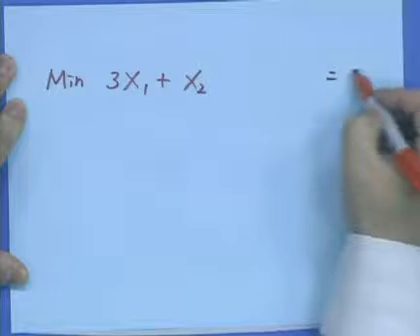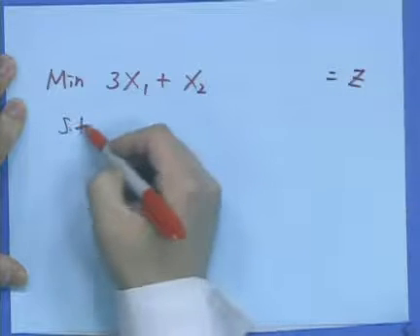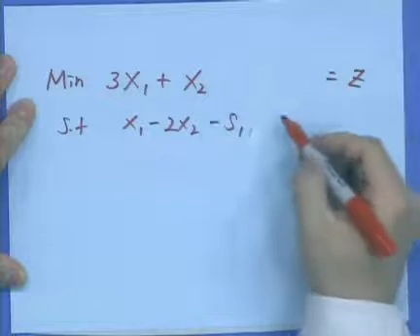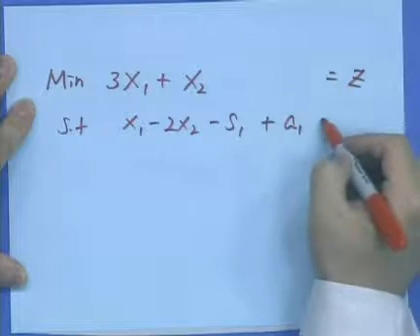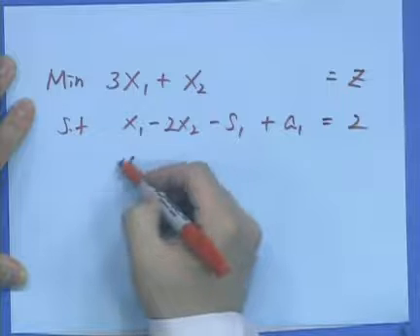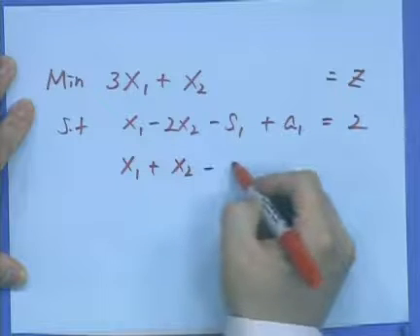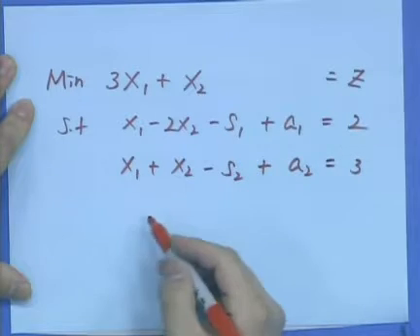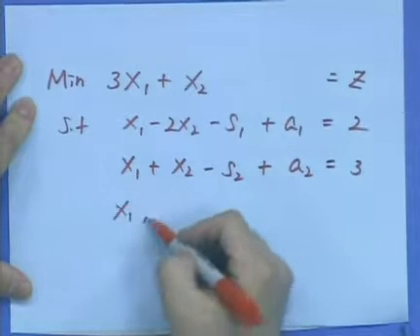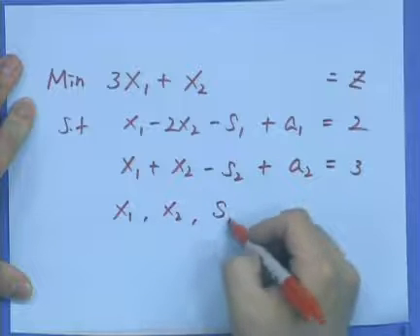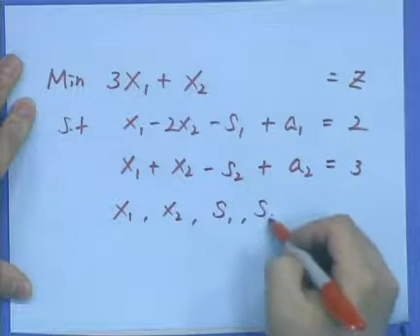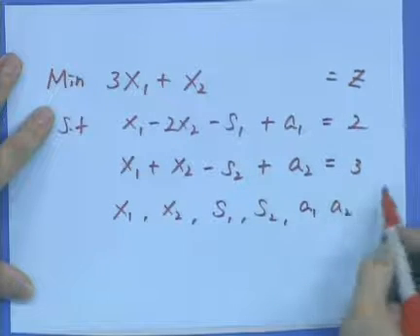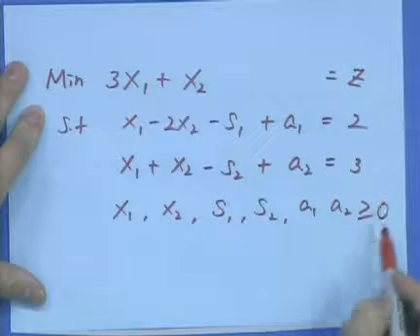to the standard form like this, subject to x1 minus 2x2 minus s1 plus a1 equals 2, x1 plus x2 minus s2 plus a2 becomes 3, right? And all the variables used, including the surplus variables and artificial variables, a1, a2, are all greater than or equal to 0, right?